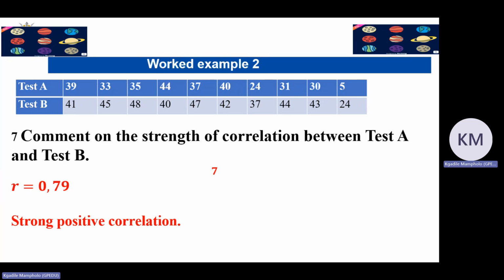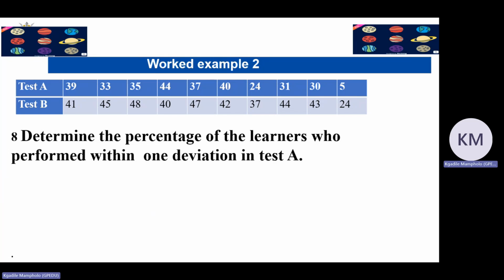Then you get 0,79. Then if they say comment on the correlation, you say there is a strong positive correlation because you can clearly see that R is between 0,5 and 1.